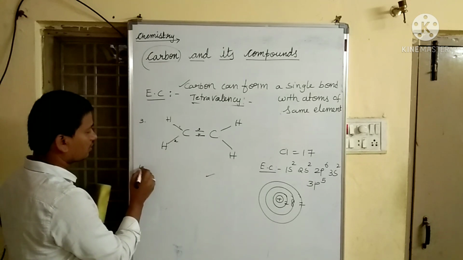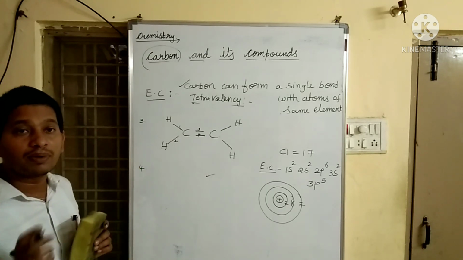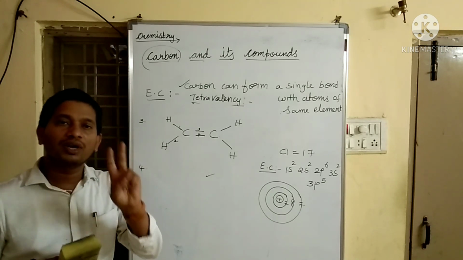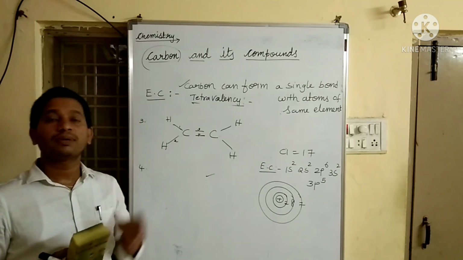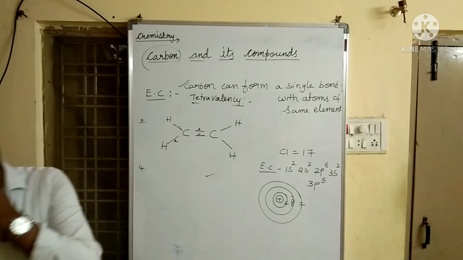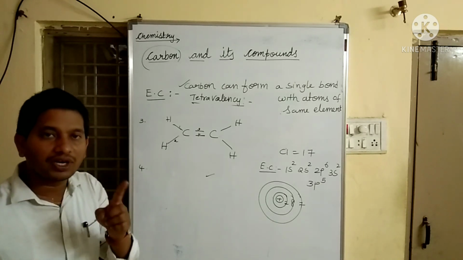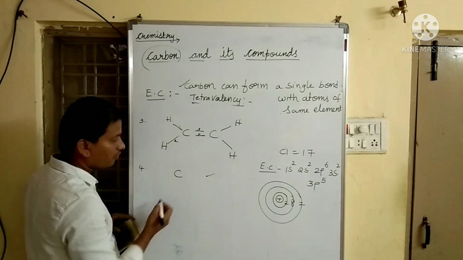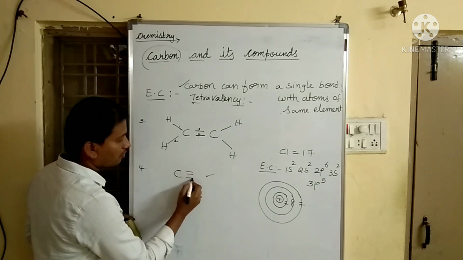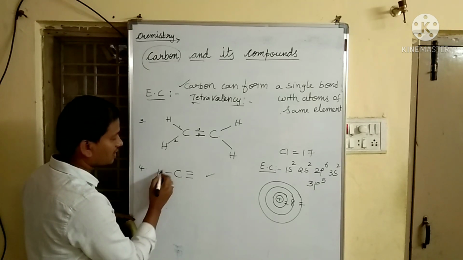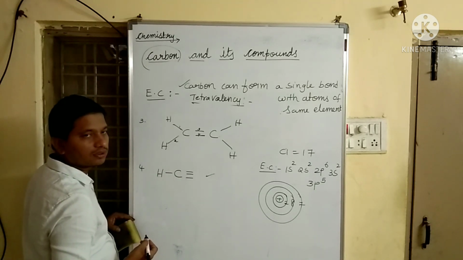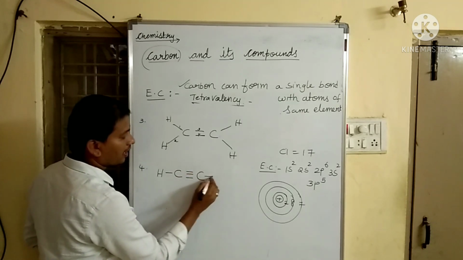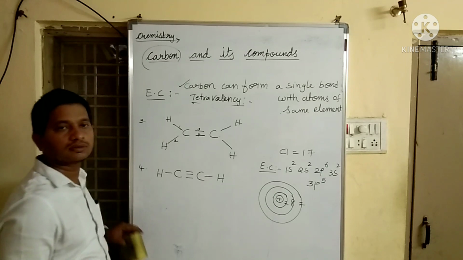And the fourth point: carbon can also form 1 single bond and 1 triple bond. Carbon atom may form 1 single bond and 1 triple bond. You see, carbon can also form 1 triple bond and 1 single bond.